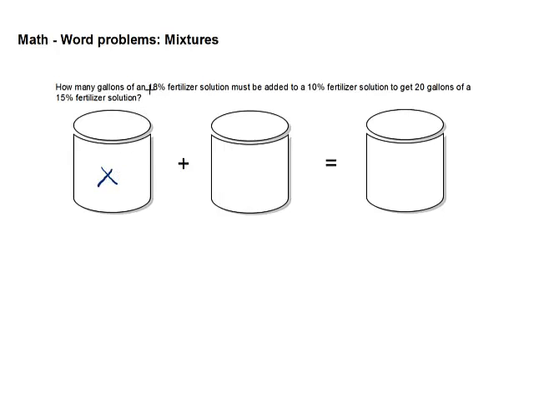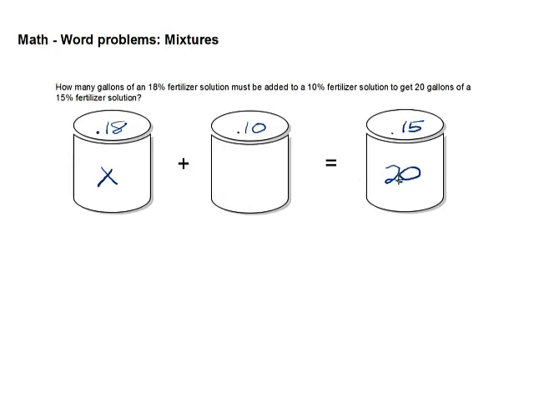And then we know it says of an 18%. So the 18%, again, we change it to decimal, goes up top. And then must be added, because we're adding here, to a 10% fertilizer solution. So we change it to a decimal, this will be our 10%. To get 20 gallons, that's our final amount. So the 20 would go here, 20 gallons of a 15% solution. So 0.15 goes there.